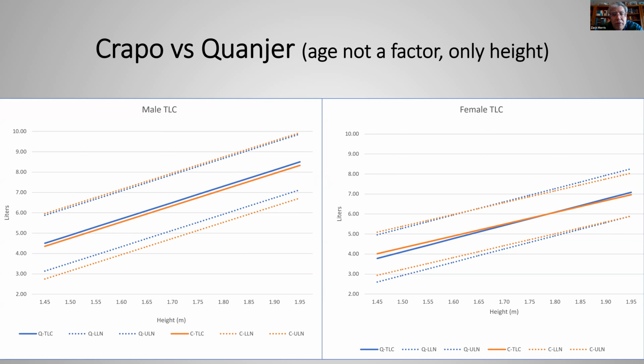Now, just to give you an idea of the difference between these two, why do we use one versus the other? Well, really, it doesn't make a lot of difference, because this is for male TLC, this is for female. And this shows that both authors' predicted values pretty much follow each other. They're pretty close to each other for males, and actually superimpose on females. With Crapo, the confidence intervals are maybe slightly larger. With females, they're maybe just slightly larger. So it kind of balances out. But you can see how closely they correlate to each other.